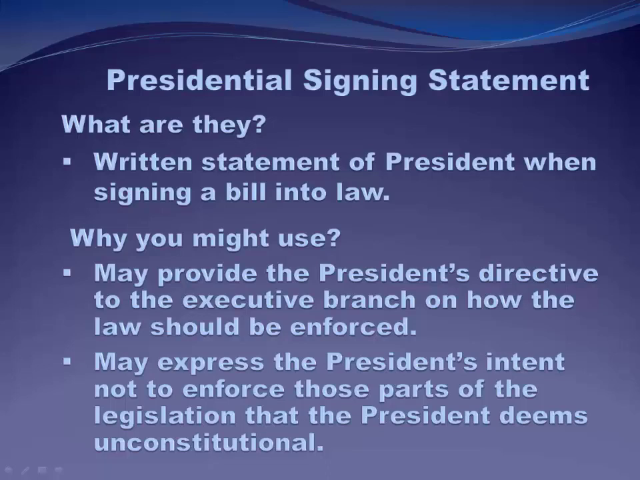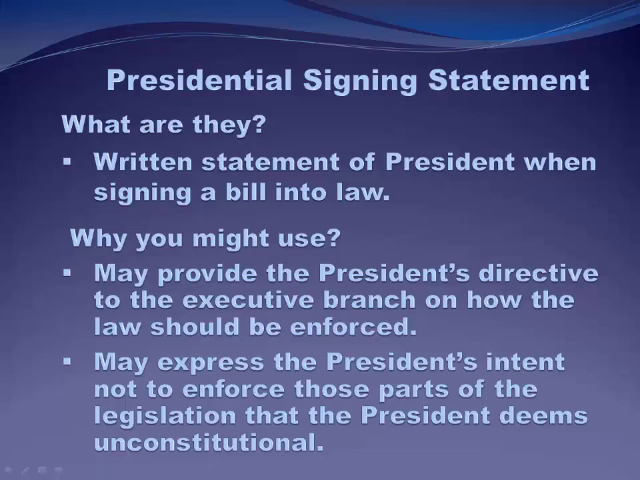So what are they? They're written statements that are issued by the president when he is signing a bill into law. Commentators take issue with these signing statements because they say that they amount to a kind of line item veto, which was held to be unconstitutional by the Supreme Court in 1998. So you can see why they would be controversial.